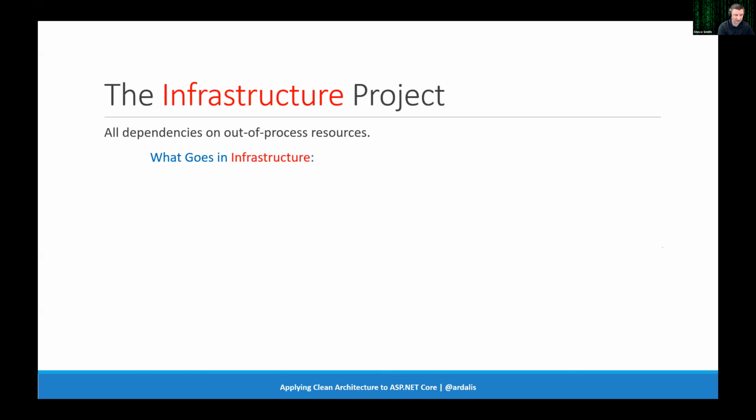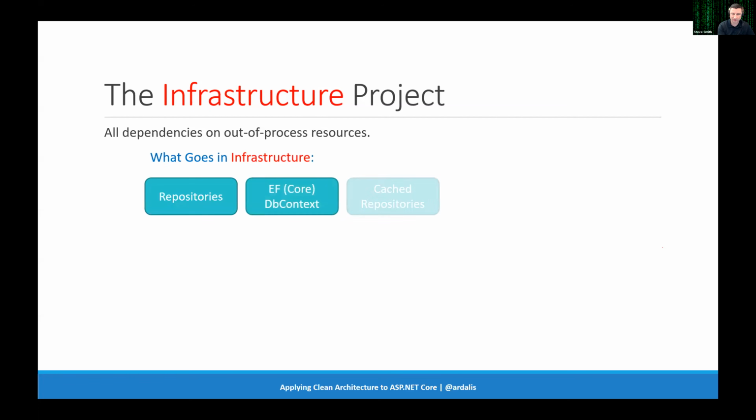Next, we have the infrastructure project. And the infrastructure project is where all the plumbing code goes, right? If it talks to something that's not in your memory space, that's not running your code, then it belongs in infrastructure. And that includes things like repositories that talk to the database. If you're using caching with your repositories, which I would encourage you to do, because if you're not, you're probably just wasting cycles asking for the same data again and again and again from the database, even though it hasn't changed. So your cached repositories would also go here.